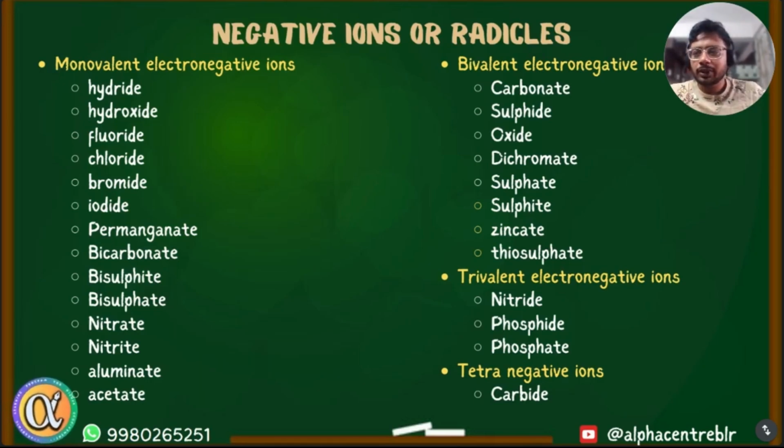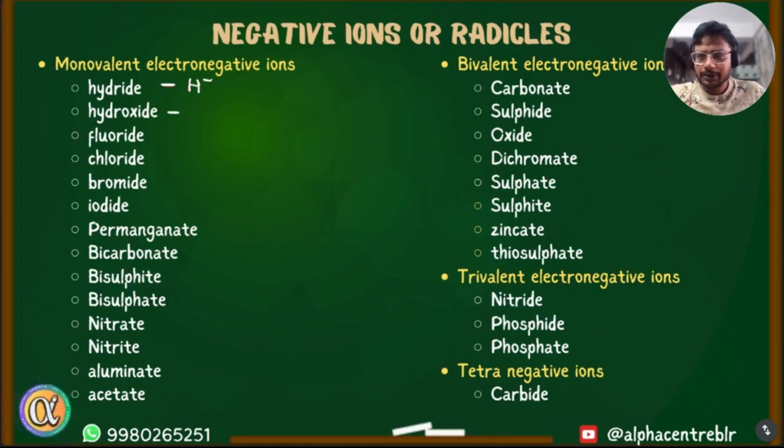Let's get started. Will help me fill this table. The first element here, hydride. Tell me formula and valency for hydride. So H minus, 1 minus. Okay. Hydroxide. OH minus.